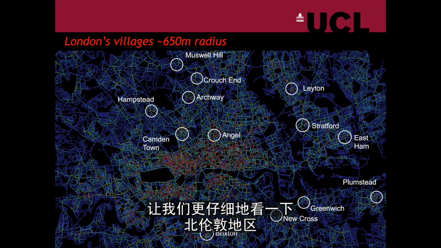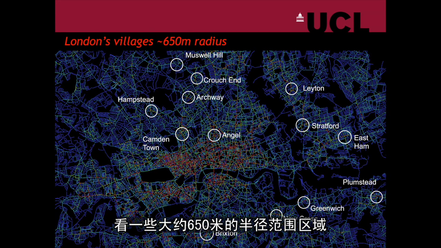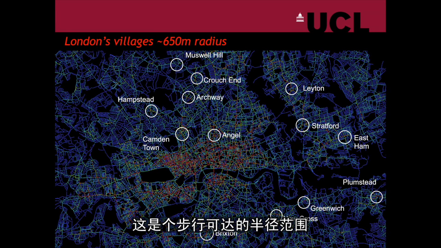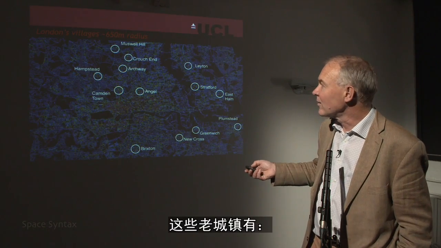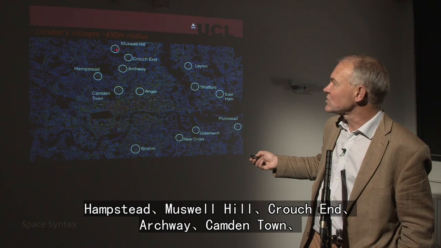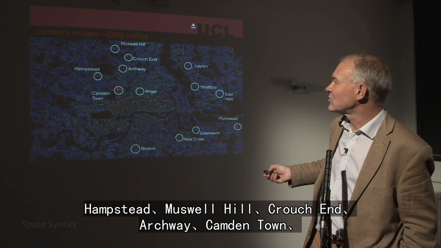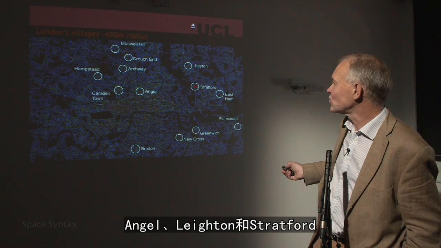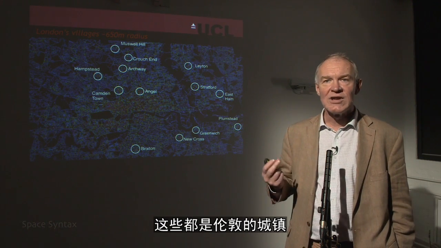If we drill into an area of North London and look in finer detail, at a scale of a radius of about 650 metres, that's a pedestrian walking radius, we highlight as areas of shallowness in our model a whole series of London's historic villages. London is supposedly a city of many villages, and here they are: Hampstead, Muswell Hill, Crouch End, Archway, Camden Town, Angel, Leyton or Stratford. These are all the villages of London.